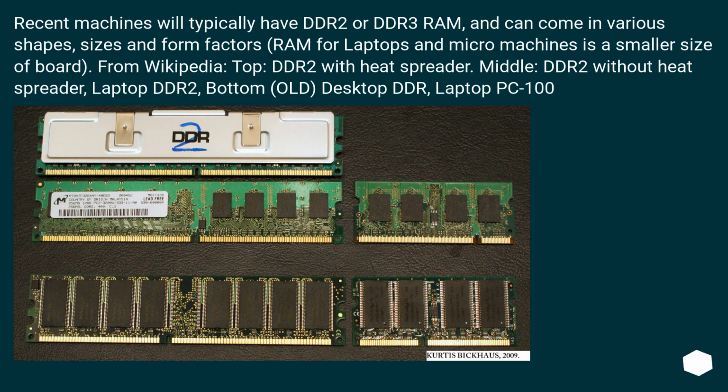Recent machines will typically have DDR2 or DDR3 RAM, and it can come in various shapes, sizes and form factors. RAM for laptops and micro machines is a smaller size of board. From Wikipedia, top: DDR2 with heat spreader. Middle: DDR2 without heat spreader, laptop DDR2. Bottom: old desktop DDR, laptop PC100.